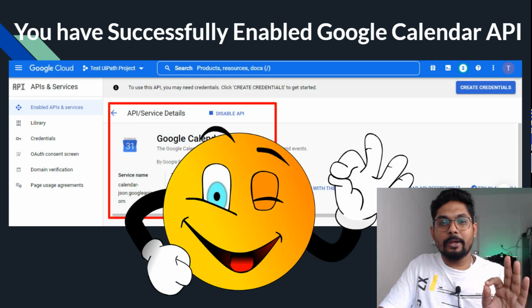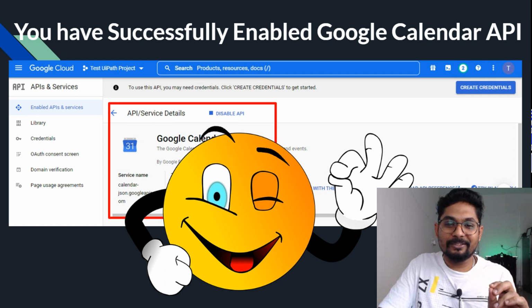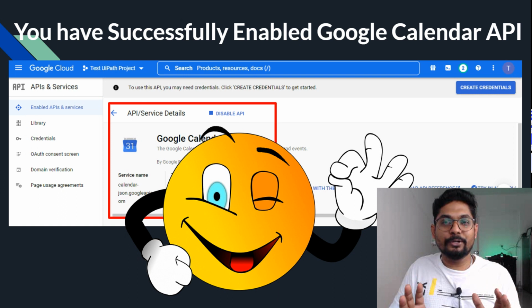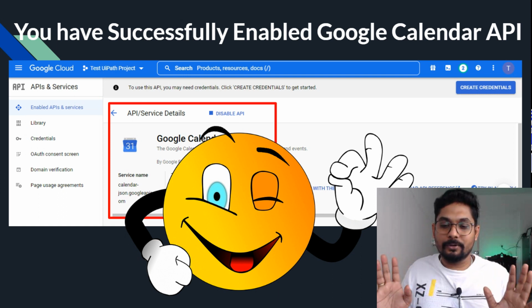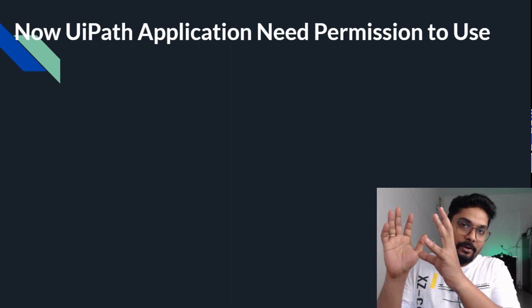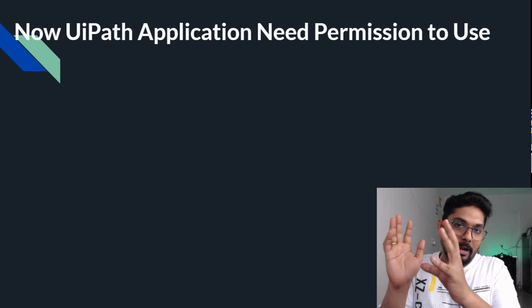So you have successfully enabled Google Calendar API. So we are happy. These are the 2 steps. I hope till now all of you who are watching this video should have already done it without any trouble. Okay, let's move on. What is the next thing? So I have enabled something called Google Cloud.